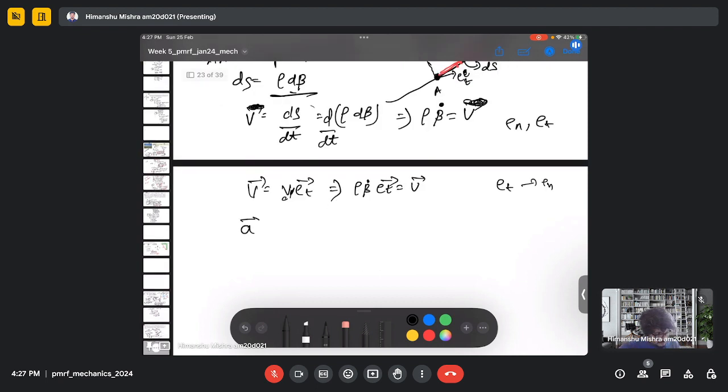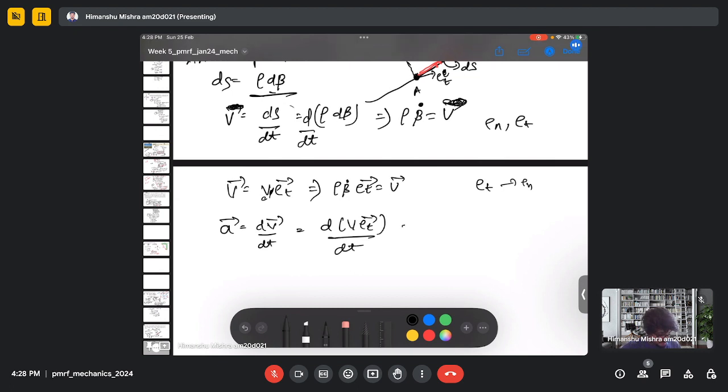Now the acceleration will be given as the change of velocity vector in terms of time. So it will be d(V Et)/dt, or I can write this as, now I can use the summation rule to take the derivative here. So it will be V times the change of tangential vector plus V dot Et. So this is my acceleration vector.